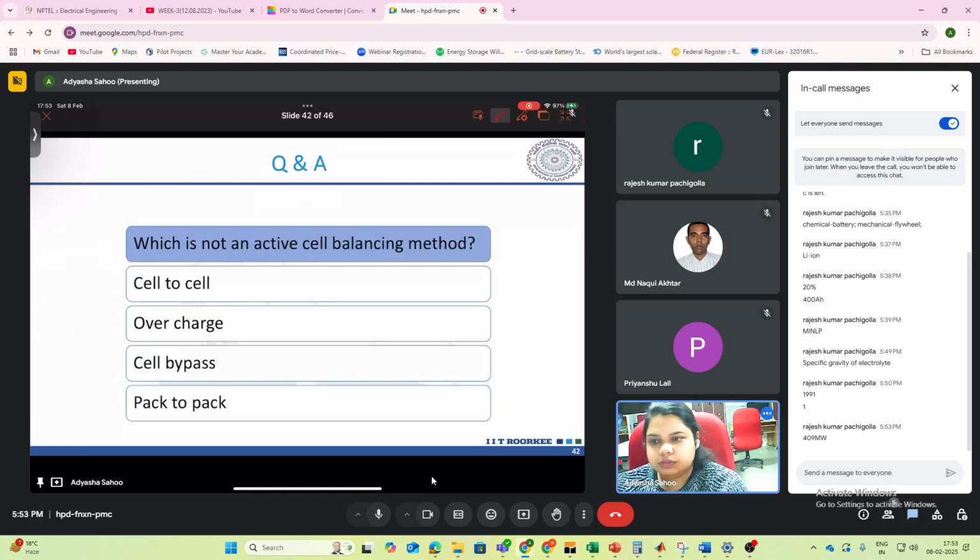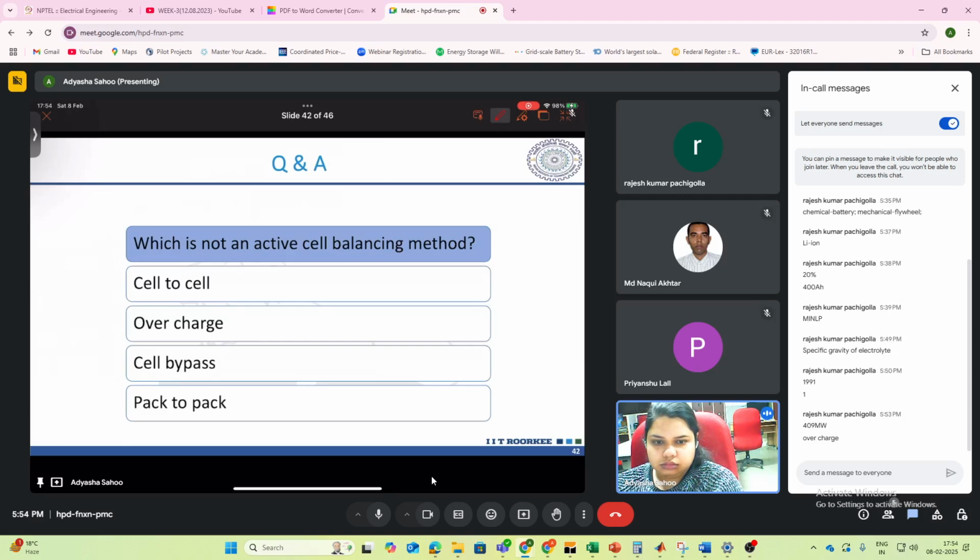Then, which is not an active cell balancing method? Cell to cell, overcharge, cell bypass, pack to pack. Yes, overcharge is passive balancing.